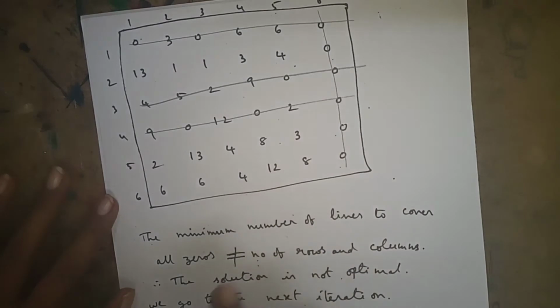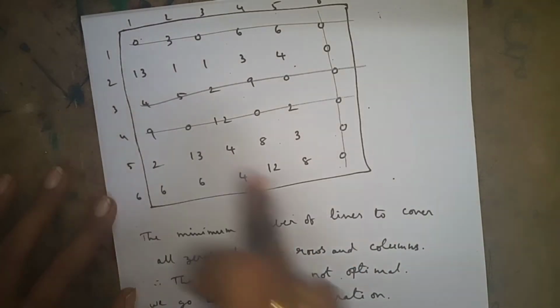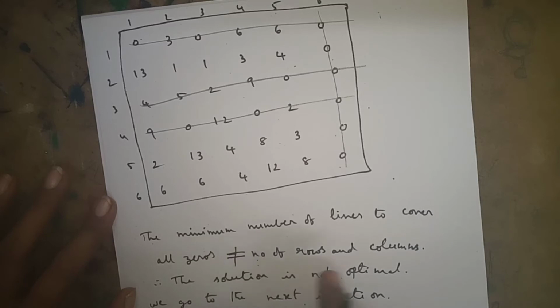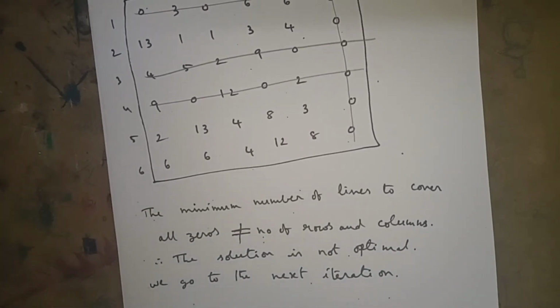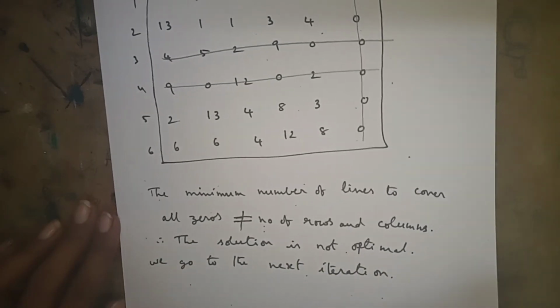After drawing the lines like this, always draw the lines with a pencil. The minimum number of lines to cover all zeros is not equal to the number of rows and columns. Hence, the solution is not optimal, and if it is not optimal, we have to go to the next iteration. How to go to the next iteration? I will tell you.